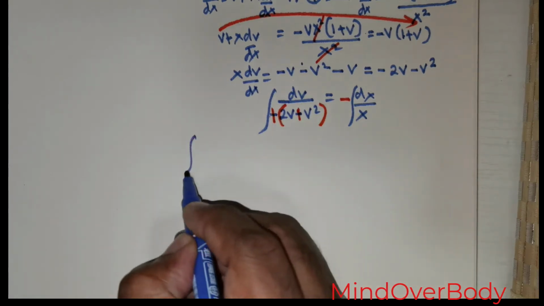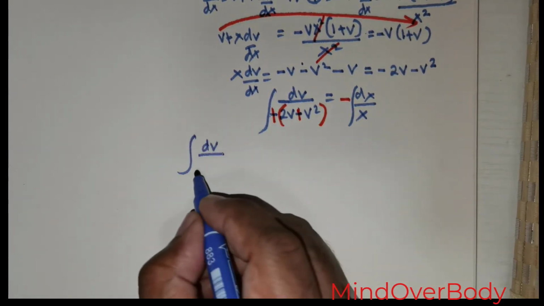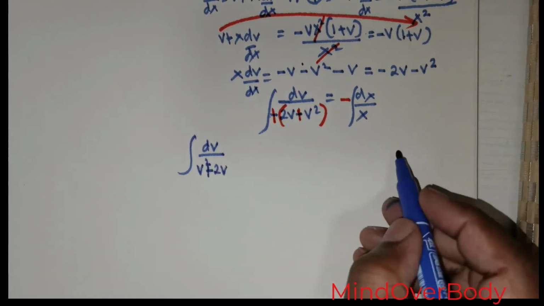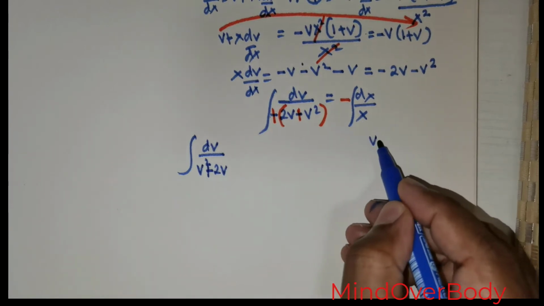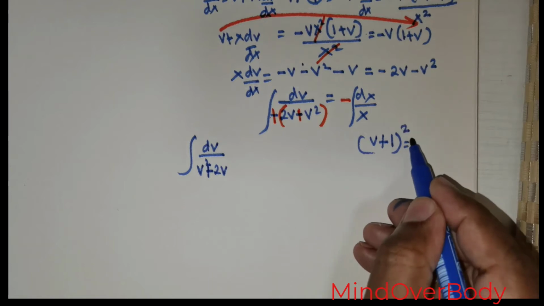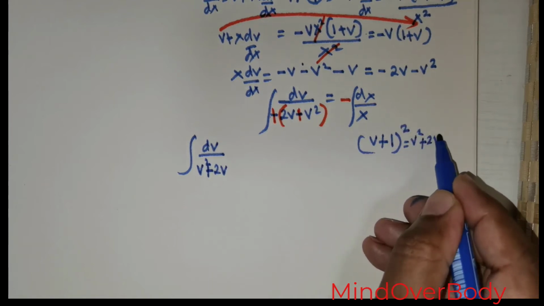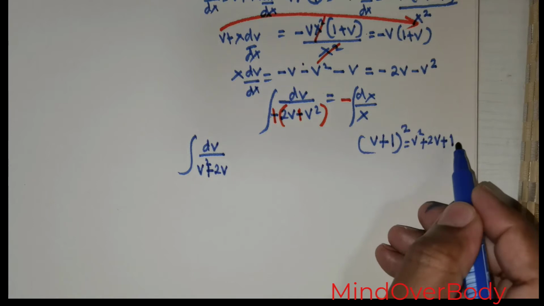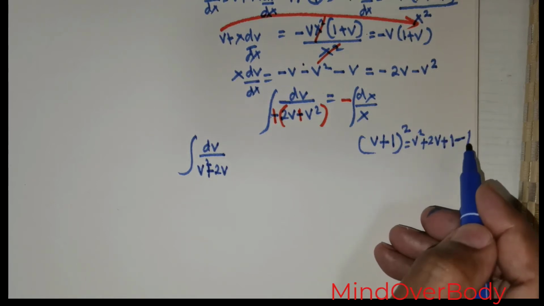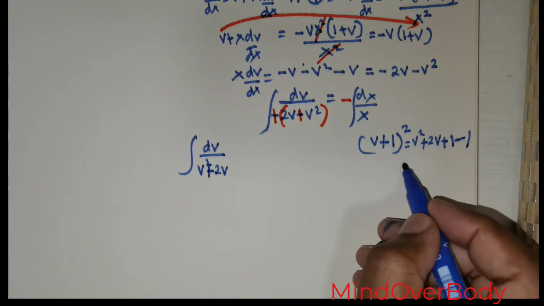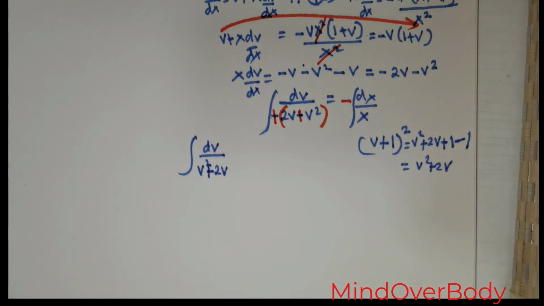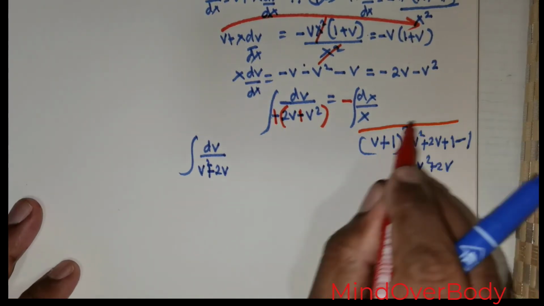Now to integrate this, I have dv divided by (v squared + 2 times v). Now this is close to a perfect square. Say for example, if I were to expand (v + 1) raised to the power of 2, I get v squared + 2 times v + 1. But I will have to get rid of this 1. So if I were to place a negative sign, in other words negative 1 here, that would be the same as v squared + 2 times v, right? That's exactly what I wish to do.